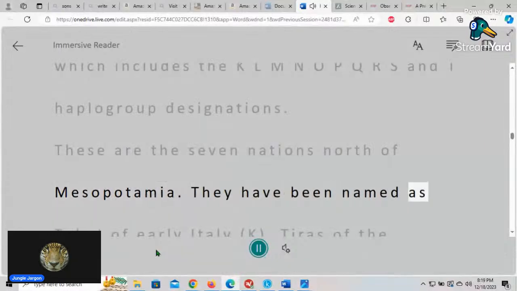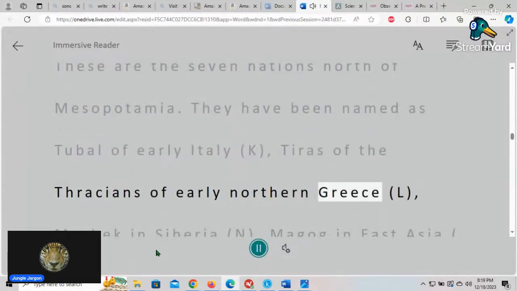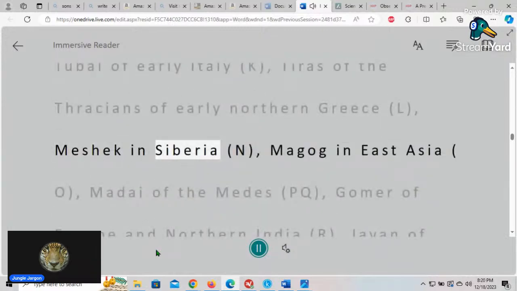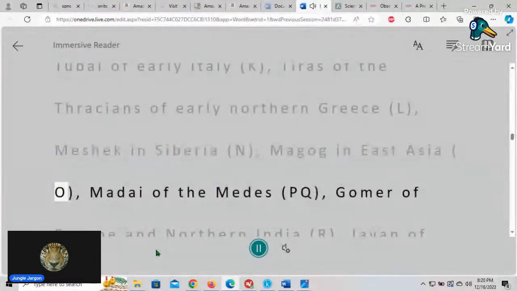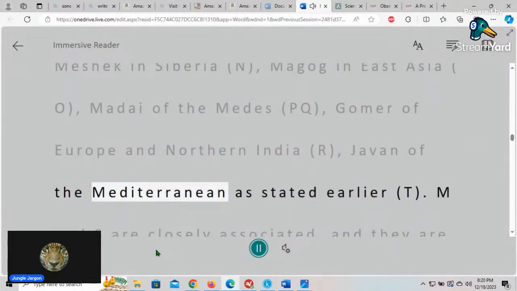They have been named as Tubal of early Italy, K, Tiras of the Thracians of early northern Greece, L, Meshech in Siberia, N, Magog in East Asia, O, Madai of the Medes, PQ, Gomer of Europe and northern India, R, Javan of the Mediterranean as stated earlier, T.